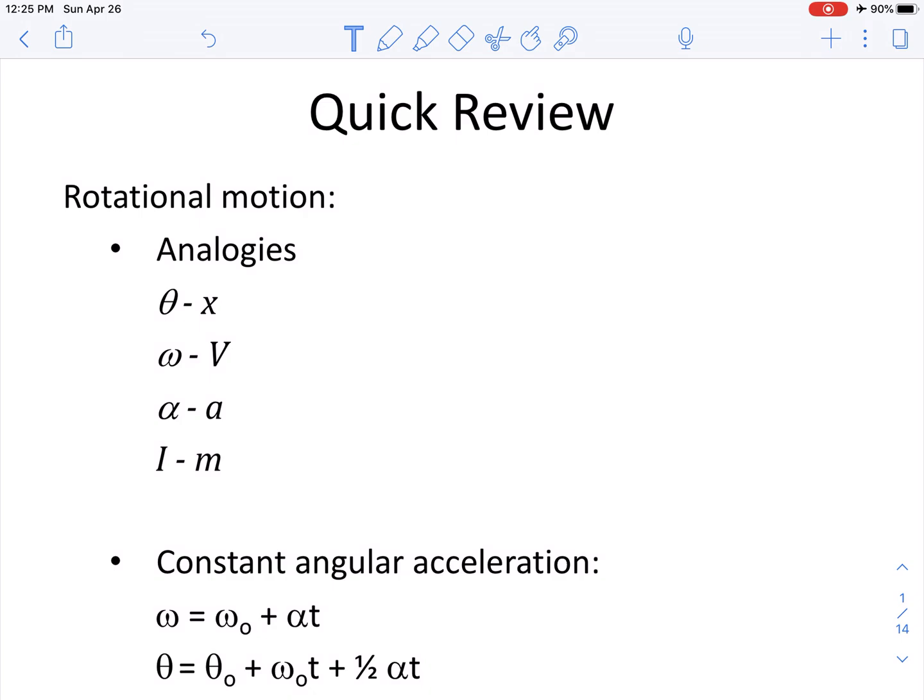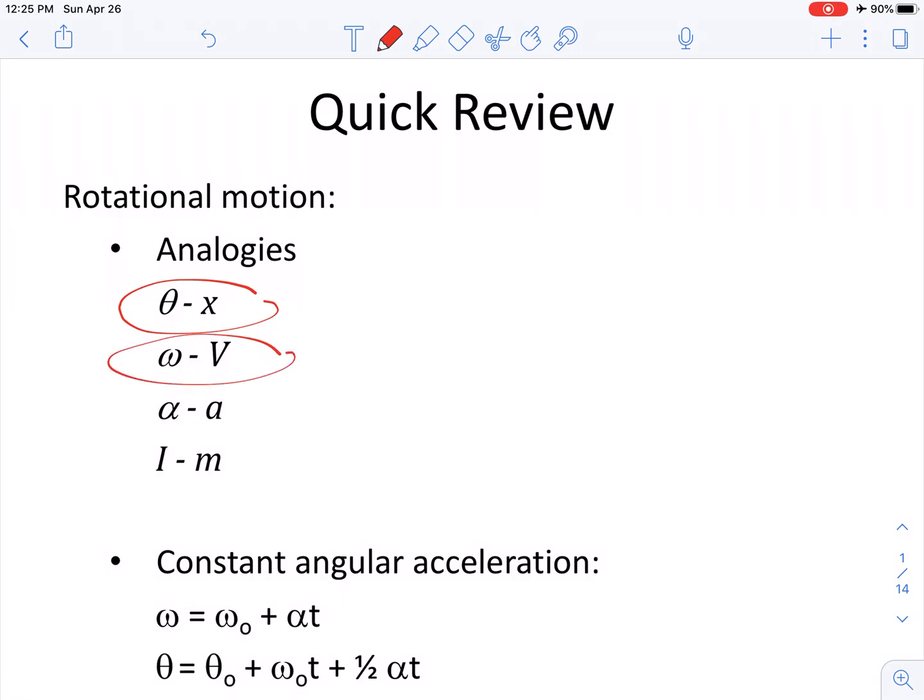Let's go over the chapter 10 review quickly. We start with making analogies between linear and rotational motion, and we basically just use different symbols. For distance or position, we had x in 1D. Now we have theta for angular position. And for velocity, we had v in linear motion, and now we have omega.